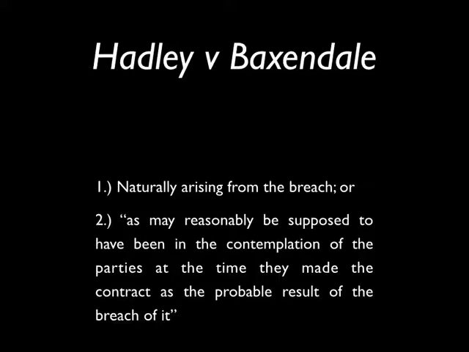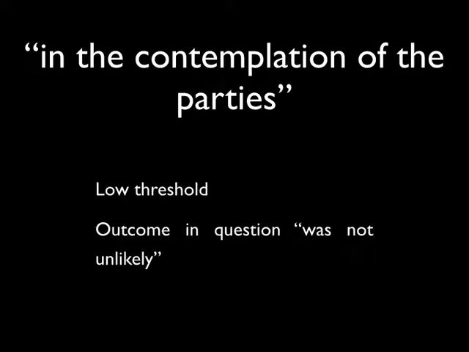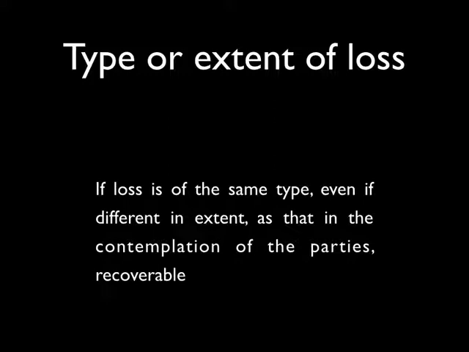The bar for finding that something may reasonably be supposed to have been in the contemplation of the parties is a very low threshold. The House of Lords ruled in the Heron 2 that the test is merely that the outcome in question was not unlikely. For a loss to be recoverable as being one which may reasonably be supposed to have been in the contemplation of the parties, the contemplation need relate only to the type of loss rather than the extent of loss. Thus, as long as the loss which happens is the same type of loss as the one which may reasonably be supposed to have been in the contemplation of the parties, a difference in the quantum, the extent of the loss, if it is higher, for example, will not prevent recovery.